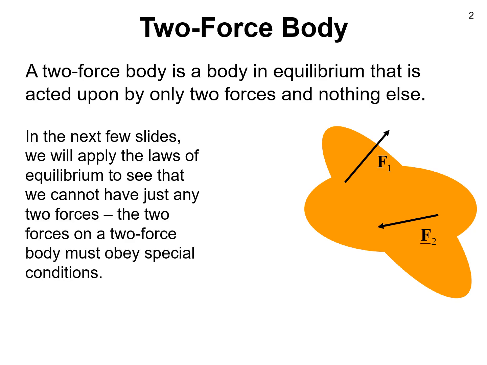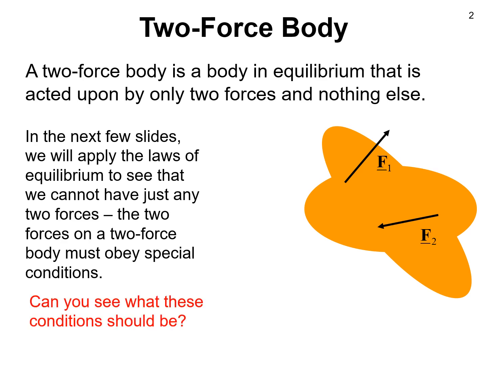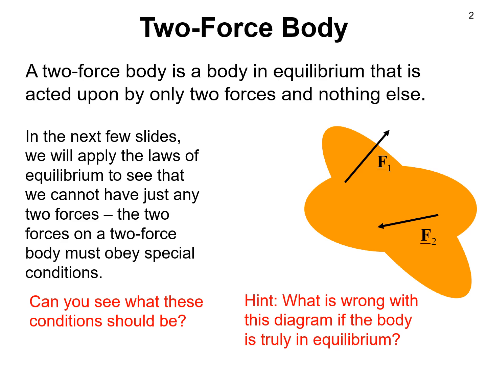In the next few slides, we're going to apply the laws of equilibrium to see that we cannot just put the forces anywhere, but they have to obey certain rules. And maybe you can already see something wrong with this picture, why if I tried to have just those two forces, that would not work out for a statically equilibrated situation. Can you think about that?